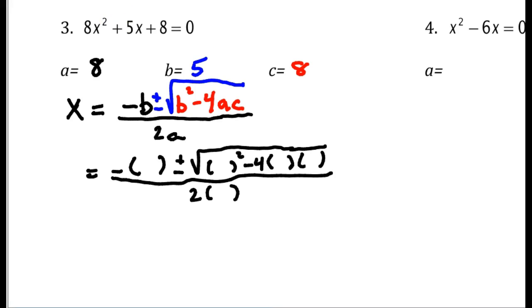So let's plug in b first, because it's the first thing here. Both b's are 5. Put 5 here and 5 here. Write that a little more clearly, 5. There we go. And let's plug in the two a's, the one on top and the one on bottom. So we get 8 on top, 8 on the bottom.